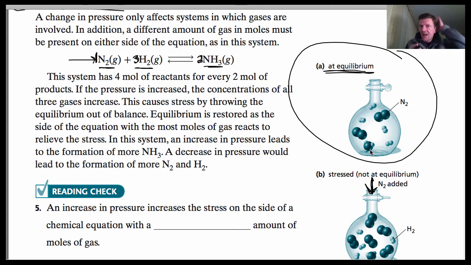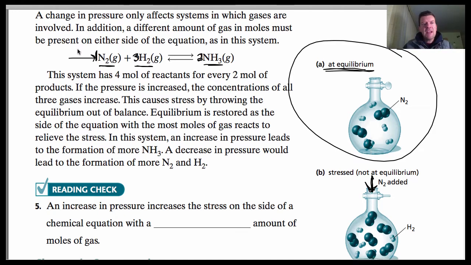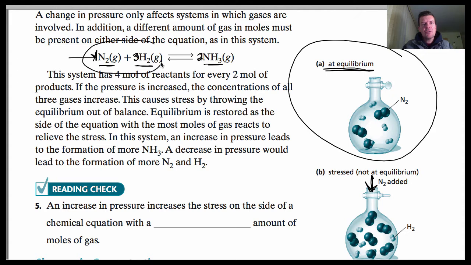And if they can somehow alleviate that stress, that extra pressure, it will do it. And here's how it does it. Look, on the reactant side, you've got a total of what? 1 and then 3 over here. 1, 2, 3, 4. 4 moles on the reactant side. 4 moles of particles. But when they react in the forward direction, they turn into only 2 moles.